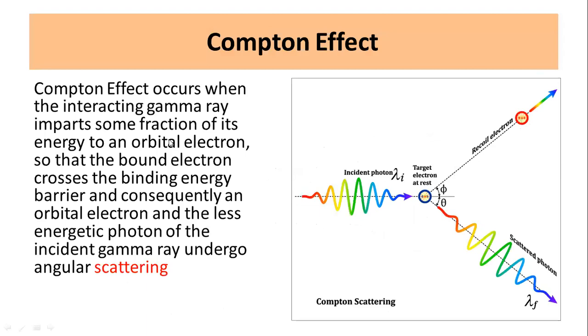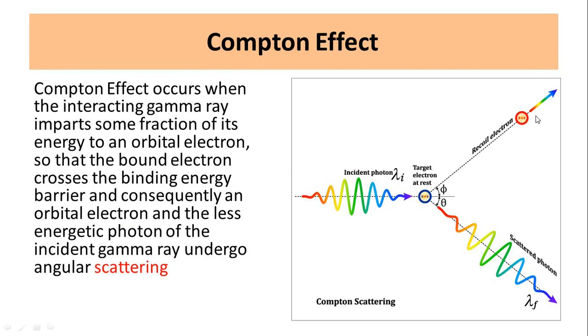The second process is the Compton effect. So remember, the photoelectric effect is the absorption phenomenon, and the Compton effect is considered as the scattering phenomenon. The Compton effect occurs when the interacting gamma ray imparts some of its energy to an orbital electron, so that the bound electron crosses the binding energy barrier, and consequently an orbital electron and a less energetic photon of the incident gamma ray undergo angular scattering.